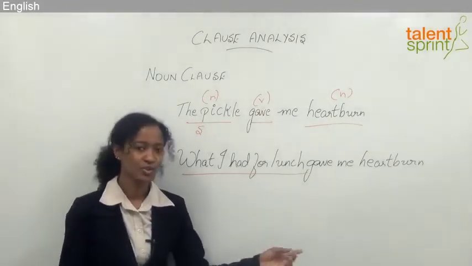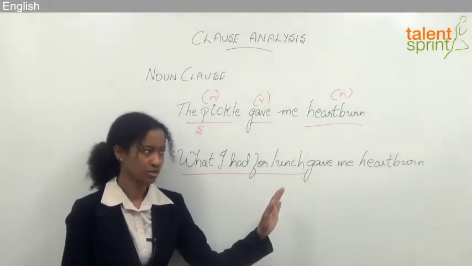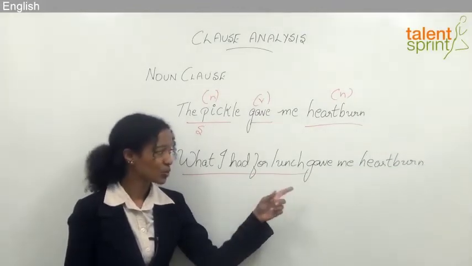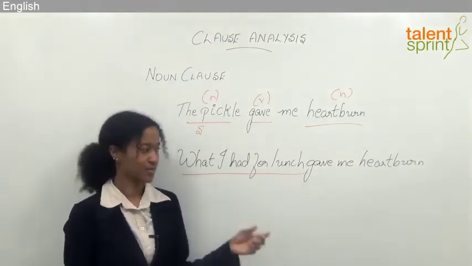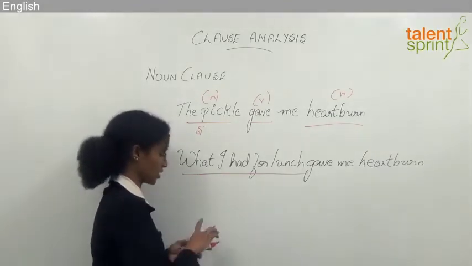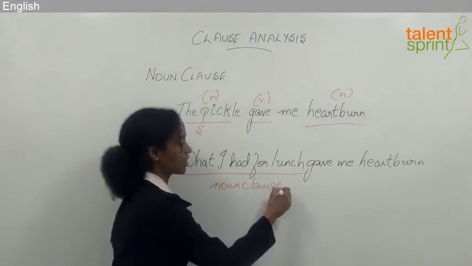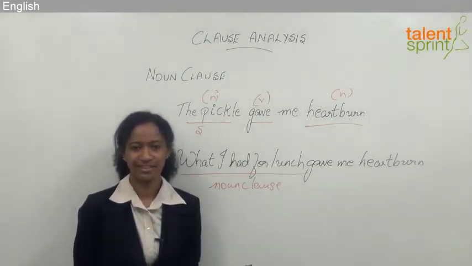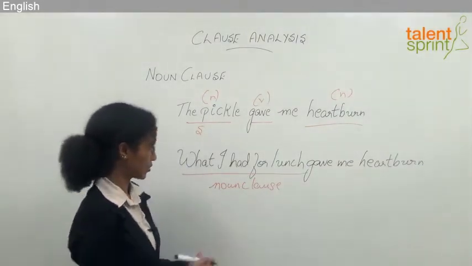Again, how do I identify the subject? I identify the verb. Gave is still my verb. So I add who or what. So who gave me heartburn? I. Incorrect. Who gave me heartburn? Lunch? No. What I had for lunch gave me heartburn. So this is my subject and this is the noun clause. So a clause that functions like a noun is my noun clause. Clear? Wasn't that easy? Okay, let's understand that with another example.